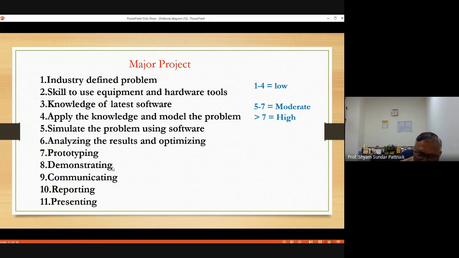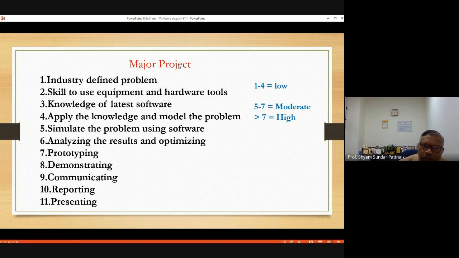While demonstrating, I have to explain that to the outside audience. While making the prototype, I will be communicating with my team members. While simulating also, I will be communicating with my team members to make them understand, or I will also be receiving the communication from them to make myself understood for this type of problem. So therefore, communication is also one of the parameters under this major project as a key indicator.